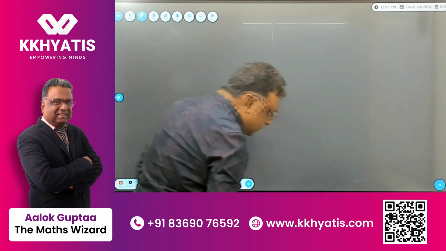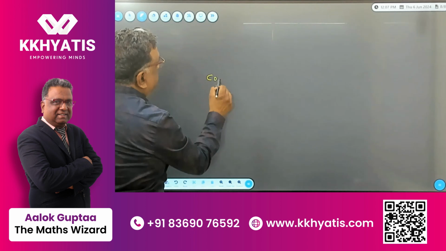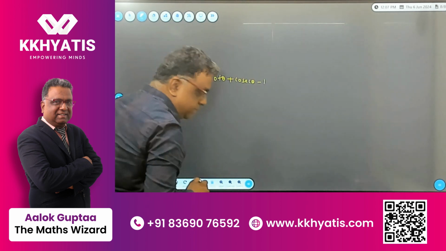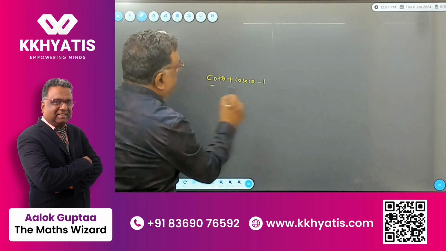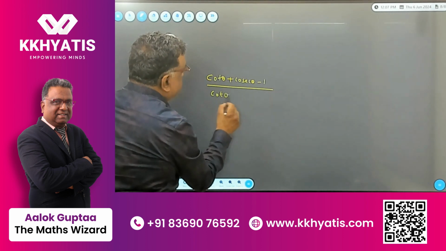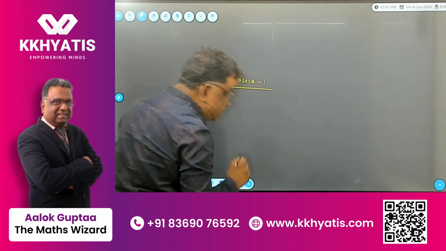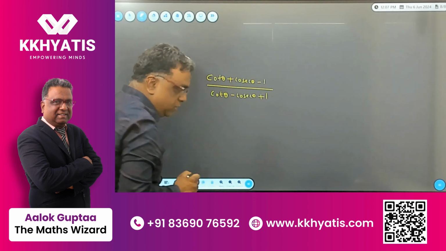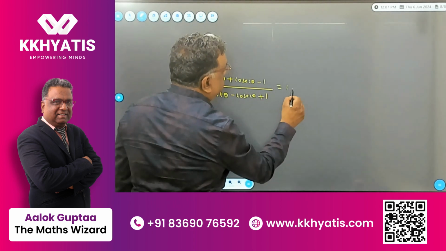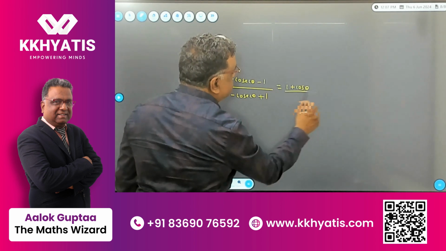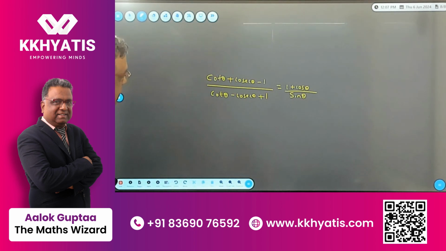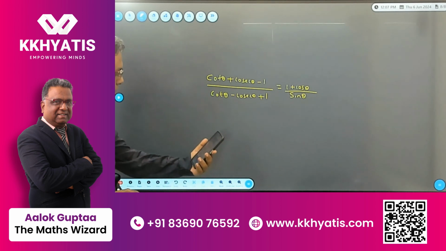Okay, so this sum is (cot theta plus cosec theta minus 1) upon (cot theta minus cosec theta plus 1). You have to prove this equals (1 plus cos theta) upon sin theta. It's a very interesting sum. So let us see how we handle this.